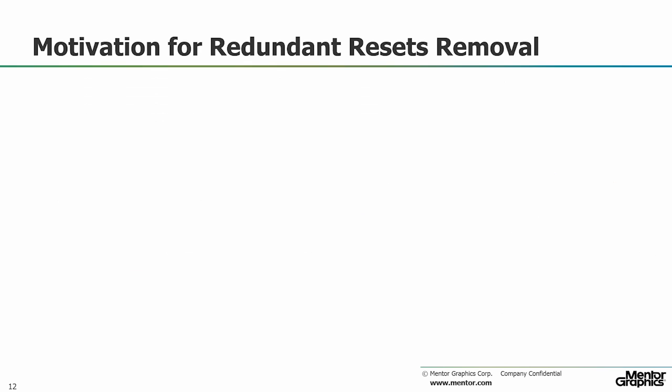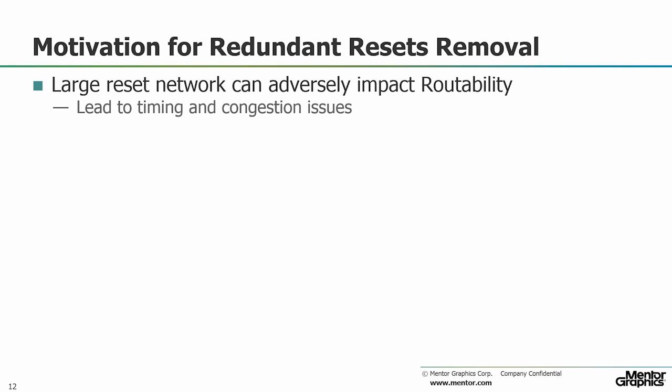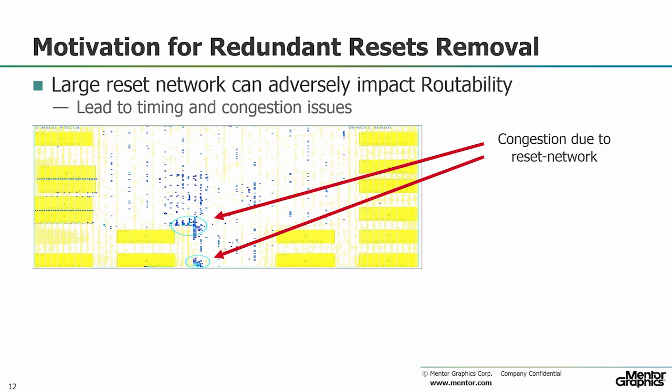With the increasing design complexity, typically a large number of registers are used in the design. If all or most of the registers in the design happen to have resets, then the reset network would have to be routed to those registers as well, and it would have a very high fanout. Its routing while meeting the timing is a challenging task, which would entail heavy usage of buffers and inverters. This large reset network can adversely impact routability of the design and lead to timing and congestion issues, as can be seen in this snapshot.